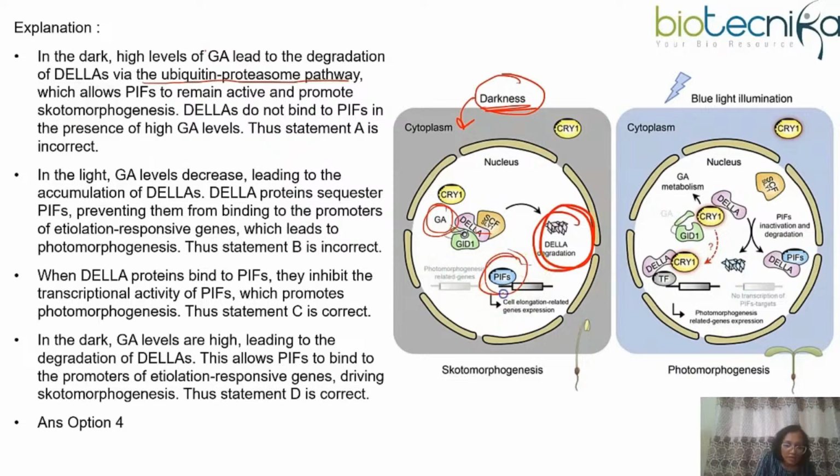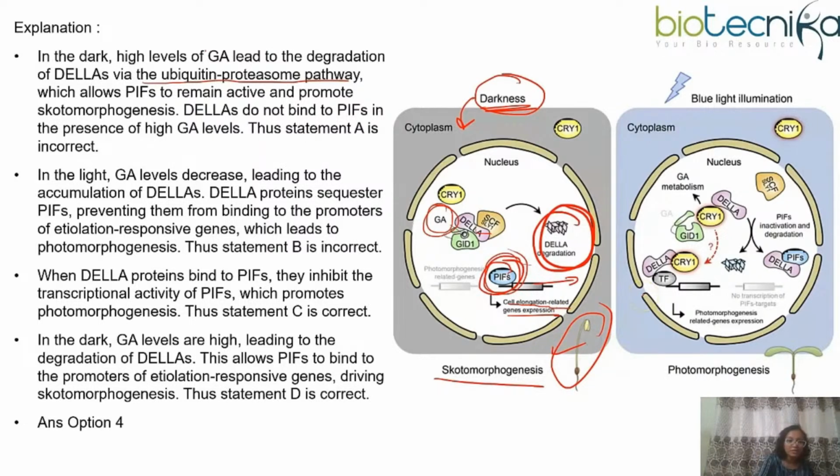PIFs are now free to promote scotomorphogenesis, or development of the plant, morphological changes in the plant that happen during darkness. So PIF target genes are activated because PIFs are free. PIFs are not bound by DELA. So cell elongation related gene expression, or etiolation related gene expressions, are going on. Etiolation you understand, right? Dark grown seedlings. So dark grown seedlings, their morphological changes will continue because this is darkness.